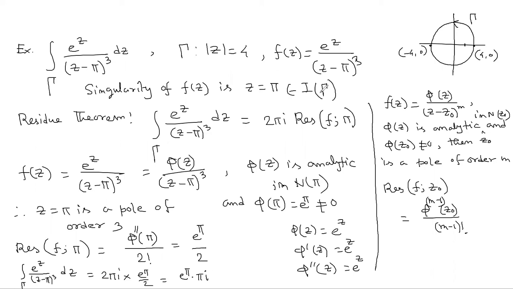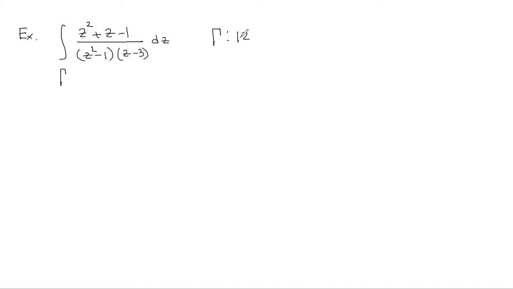Next, let us evaluate integral over gamma z square plus z minus 1 by z square minus 1 into z minus 3 dz, where gamma is a circle with center 0 and radius 2.